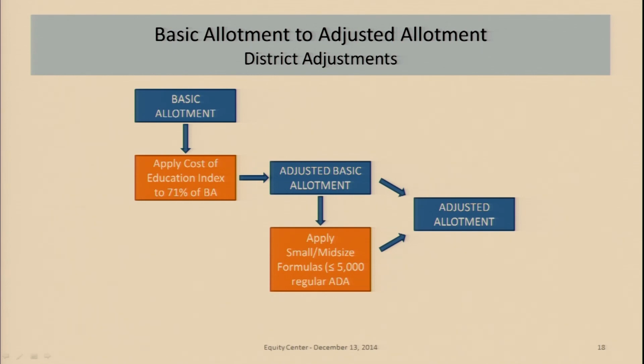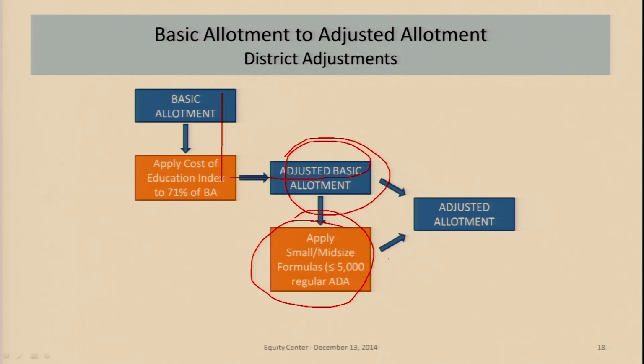So, to wrap it up, start with your basic allotment. You do the cost of education index, which applies to the cost of doing business in different geographic areas through no fault of the district. And then that gives you your adjusted basic allotment, ABA. If you're less than 5,000 regular program ADA, then you apply the small and mid-size formulas. And then you would go to the adjusted allotment.